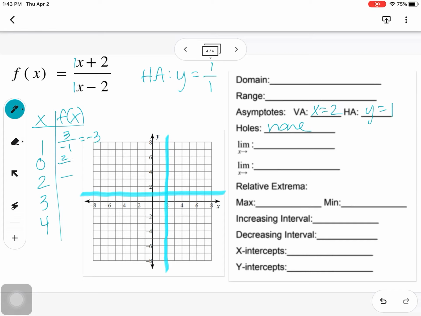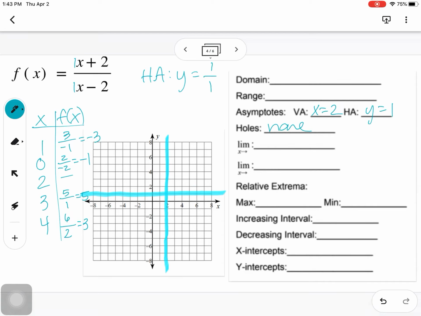For the 0, 0 plus 2 is 2, 0 minus 2 is negative 2, and so this will be a negative 1. For 3, 3 plus 2 is 5, over 3 minus 2 is 1, so it's just at 5. And with 4, 4 plus 2 is 6, over 4 minus 2, which is 2, so this is at 3.